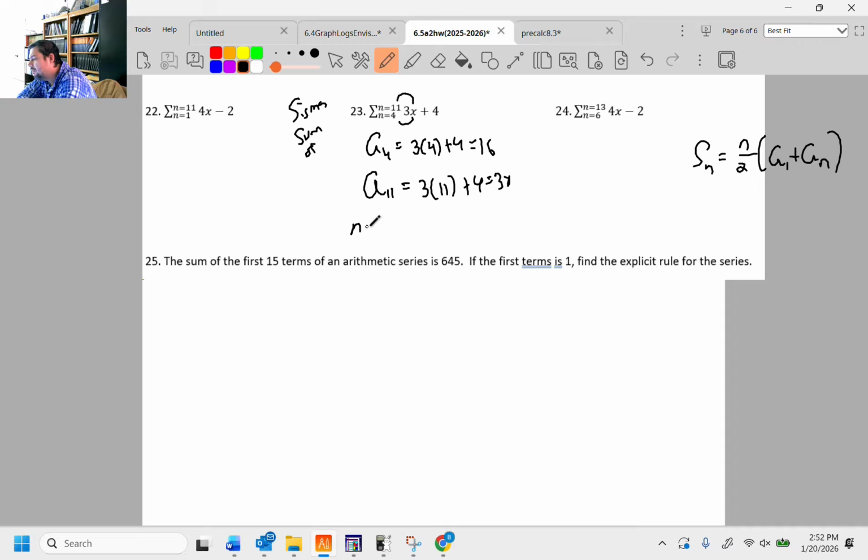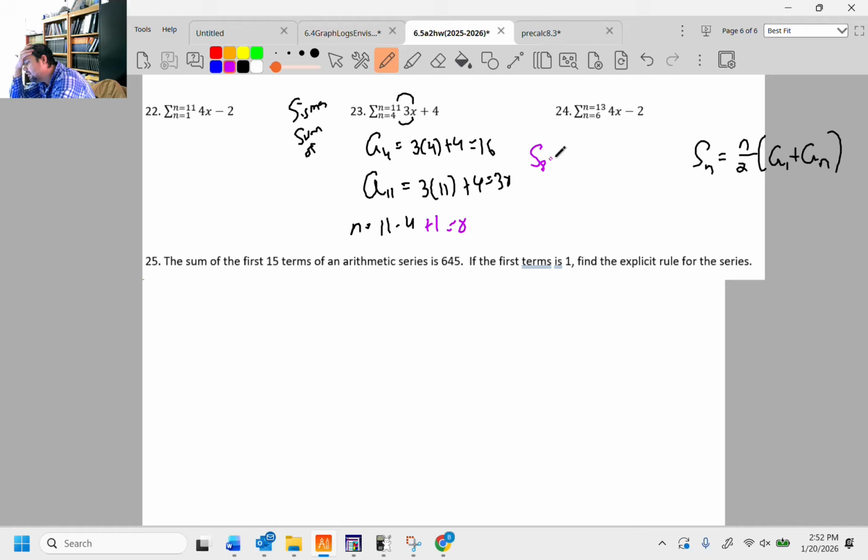Now, n is always high minus low, and here's the big part, plus 1 back. Because you're counting 4 through 11, including 4. 4, 5, 6, 7, 8, 9, 10, 11 should be 8 things. But if you just do subtraction, you get 7. But it's 8.